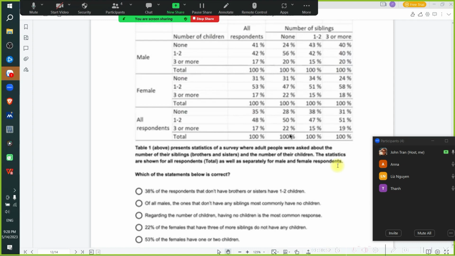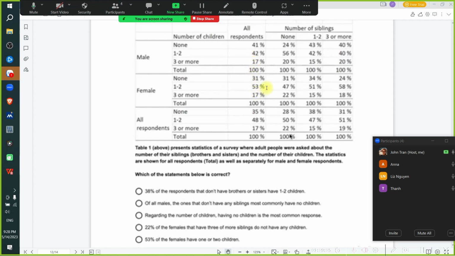Okay, so according to the statistic, which of following statement below is correct? Câu nào đúng nè? A, 38% của những người mà hồi đáp á, mà không có brother or sister, không có anh chị em á, thì lại có 1-2 đứa con, đúng không các bạn?